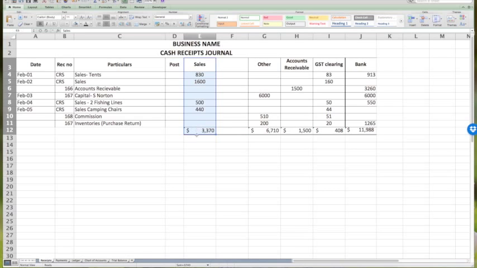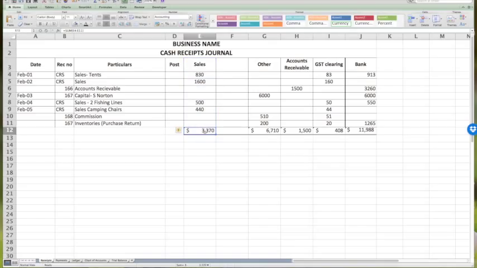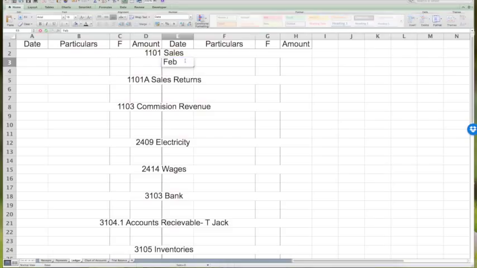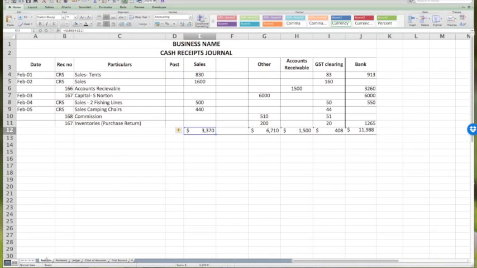So we'll post the first total that we've got available, which comes from the sales column. So that's $3,370, and it's just going into the sales account. So we'll pop over into here. So we're posting all of these to the end of the month. Sales is credit by nature, so this is going to belong on the credit side. Once that's in, we'll go back over to the cash receipts journal and we'll colour in that square, just so we remember that we've already posted it.